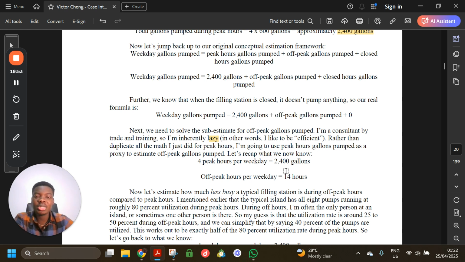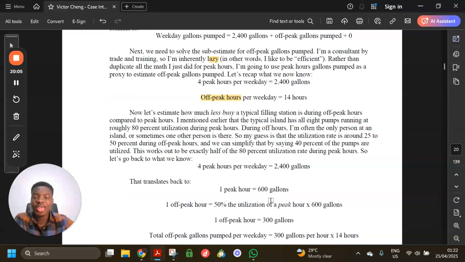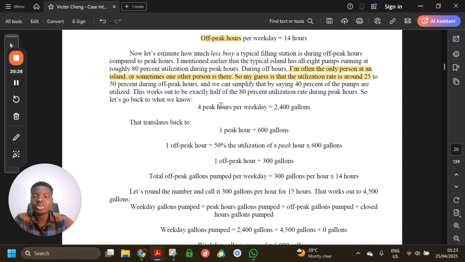So what he does is just calculate how many off-peak hours there are in a day, which is all the hours minus 7 to 9 and 4 to 6, which is 14 hours. And then he estimates how many cars are being filled during an off-peak hour. So he says during off hours, I'm often the only person at an island, or sometimes one other person is there. So the guess is about a utilization rate of 25 to 50%. Therefore, we can simply divide what we've had per peak hour. So per peak hour, we have 600 gallons. And if we divide it for off-peak hours, you have 300 gallons.